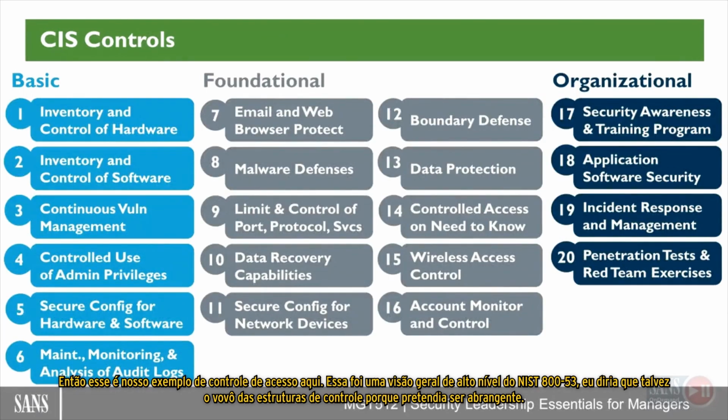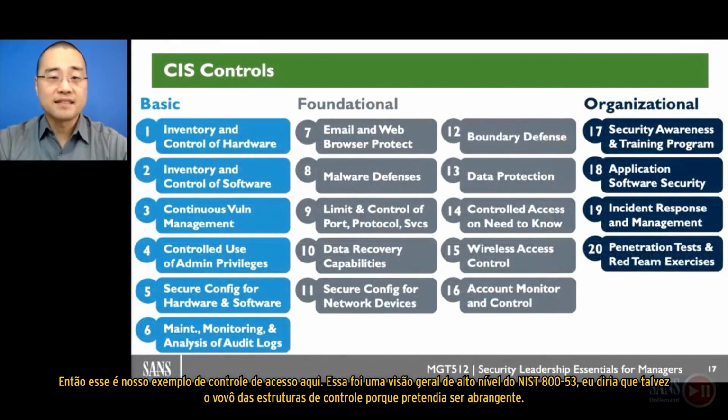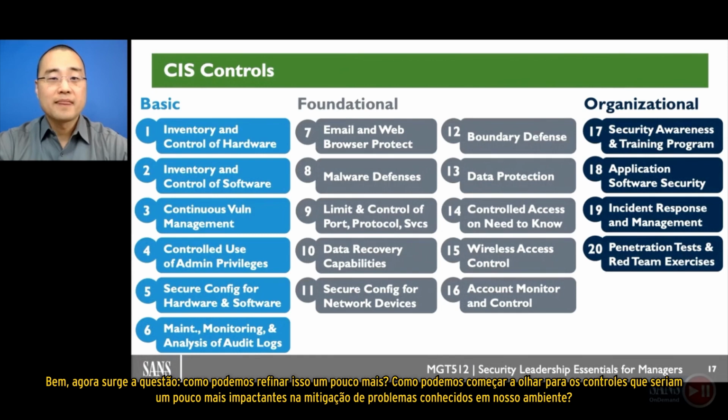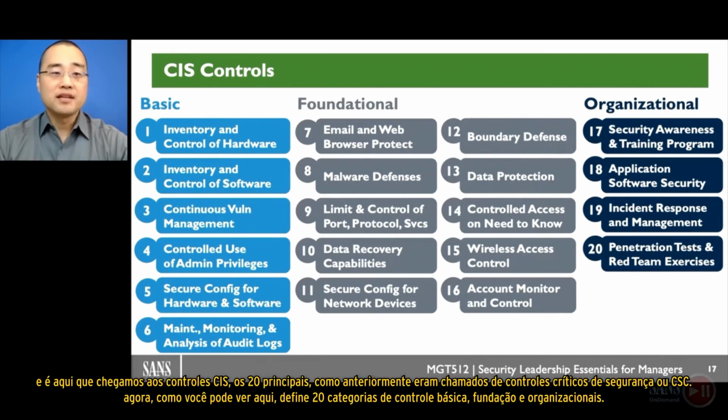So that was a high-level overview of NIST 800-53. Kind of, I would say, maybe the granddaddy of control frameworks, because it is intended to be comprehensive. Well, now the question comes up: okay, how can we refine this a little bit more? How can we start to look at the controls that are going to be a little bit more impactful in mitigating known issues in our environment? And this is where we get to the CIS controls, the top 20, as it's previously been called, Critical Security Controls, or CSC. Now, as you can see here, it defines 20 different control categories: basic, foundational, and organizational.